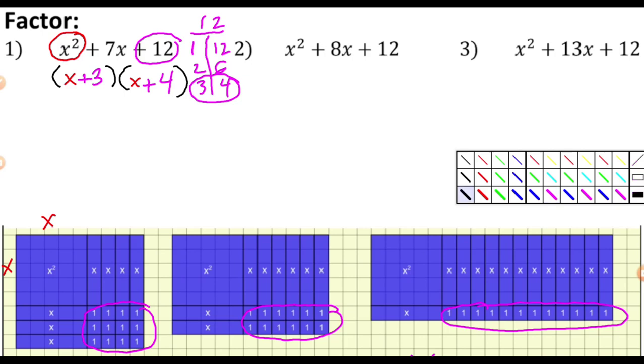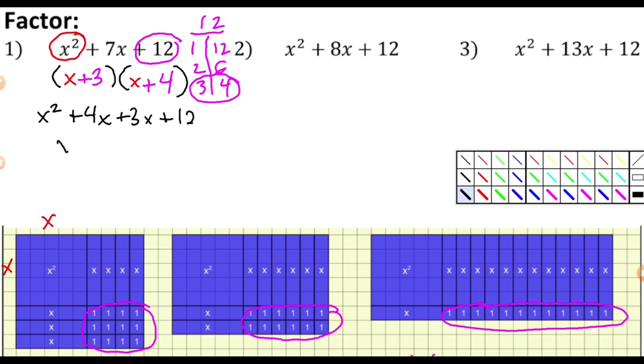Why is that one my answer? Let's check this out. Let's multiply this back out real quick. Well, x times x is going to be x squared. And then we're going to go with x times 4, which is 4x. And then 3 times x, which is 3x. And lastly, I'm just using first, outer, inner, last. Last, we'll multiply the 3 and the 4, which is just 12.